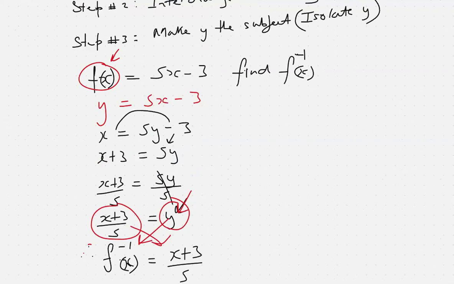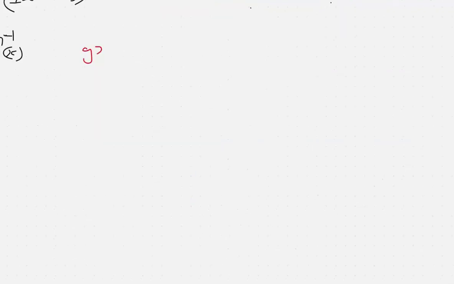All right. G of x. Okay. G of x. Watch again. G of x is x squared minus 5, and we're asked to work out G inverse of x.